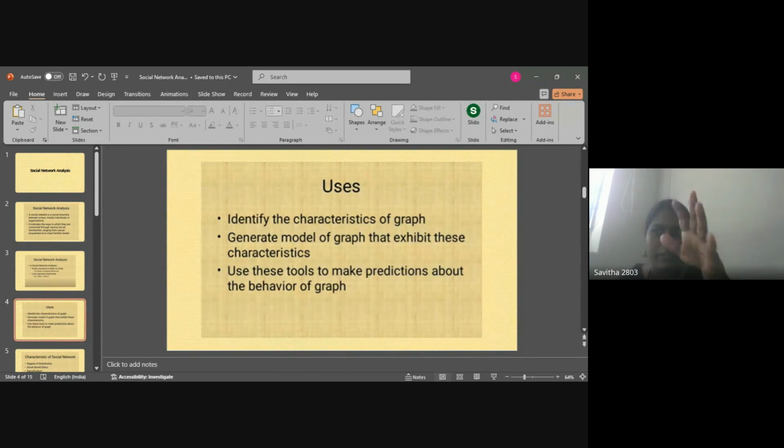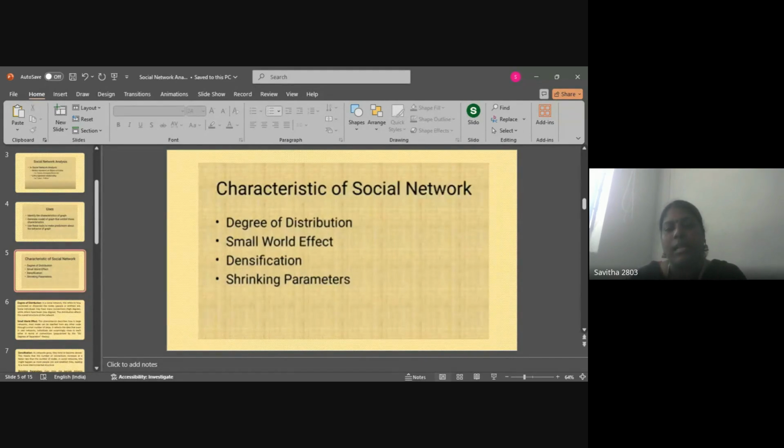We need to identify which social media or which network we are using, identify the characteristics, and generate a model. Depending on the graph characteristics, we need to create some model, or make some predictions about behavior based on the behavior of the certain graph. That is the concept or uses of social network analysis.